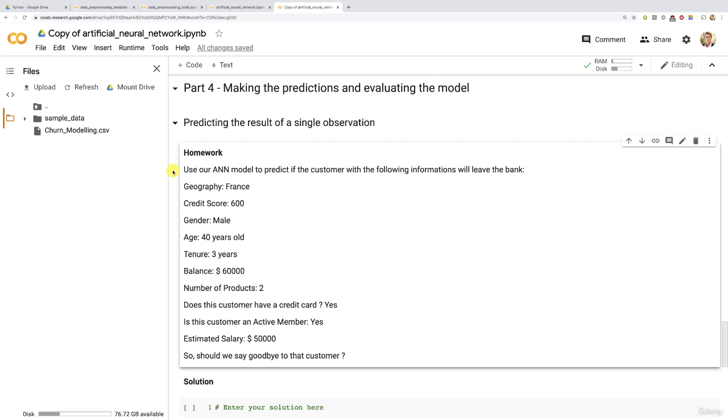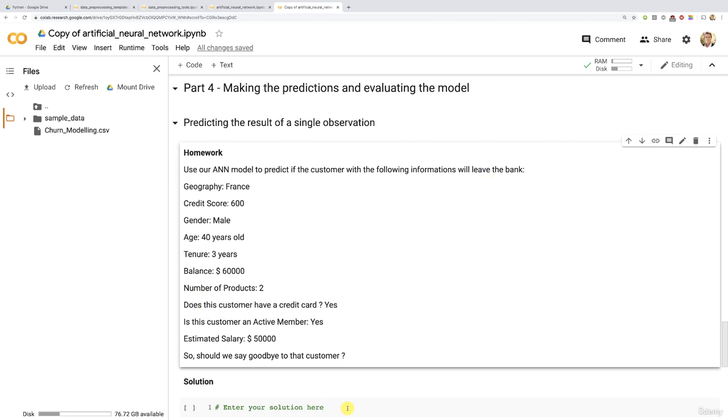At the end of the previous tutorial, I asked you to do a little homework, which consisted of using your ANN model to predict if the customer with the following information will leave the bank, yes or no. So I hope you did well. You actually had all the tools to do it, and that's something we did before in part 3, classification. So I'm sure you smashed this. Let's see about that. Let's implement the solution together.